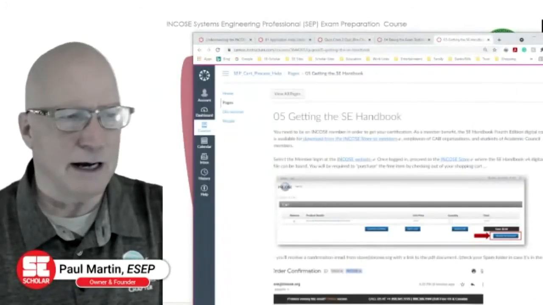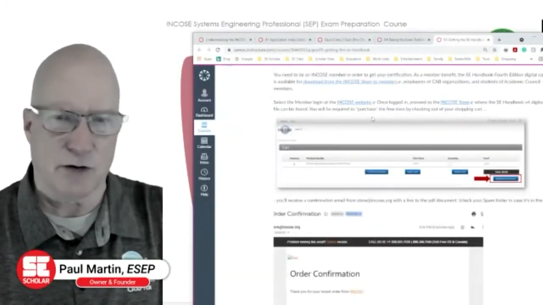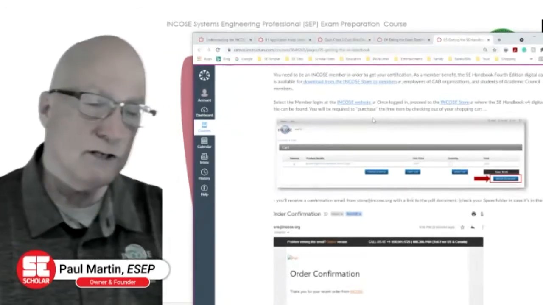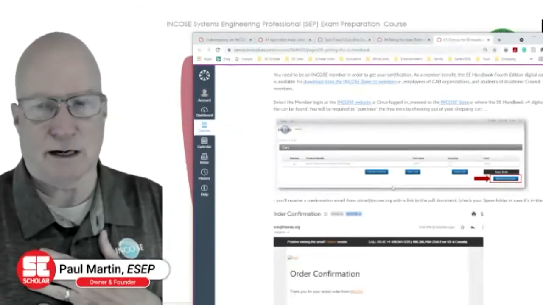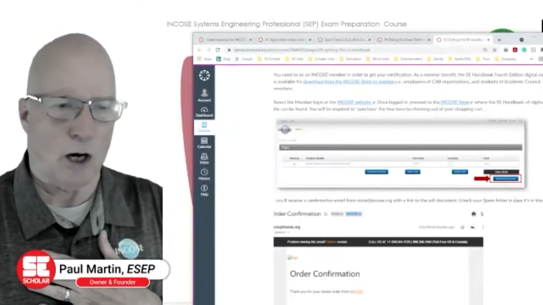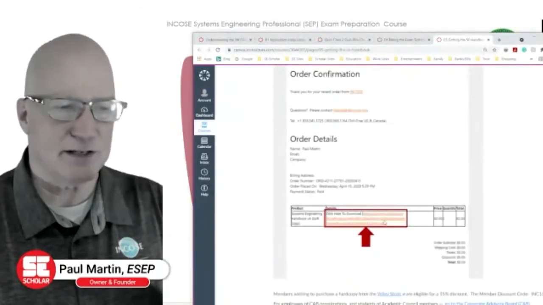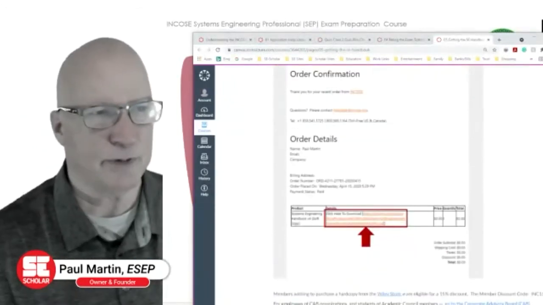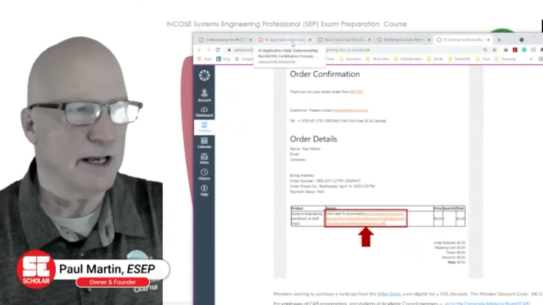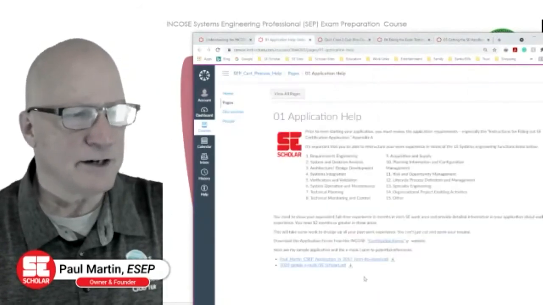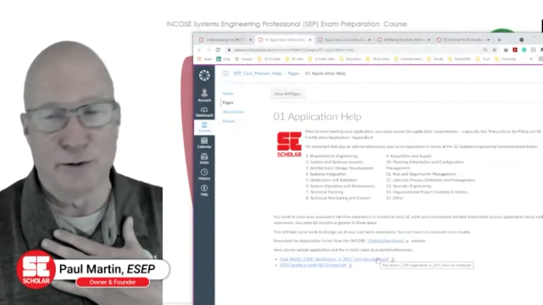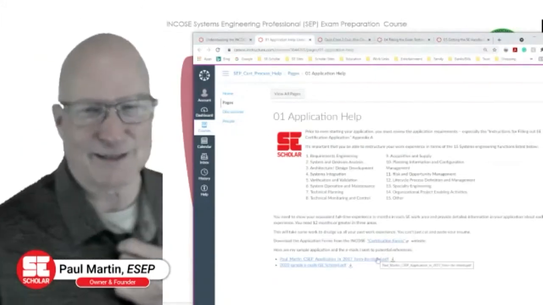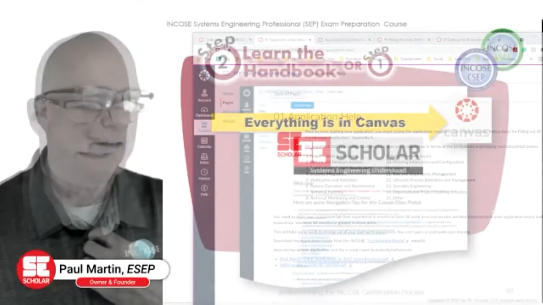Getting the handbook, I explain how to do that. You go in as a member, you log in, and you go to the INCOSE store and check it out. It's free. You get an email and you just click it and boom, it'll drop into your mailbox and you're good to go. And under the application help, I do have some sample emails and my own application PDF in case you're interested.